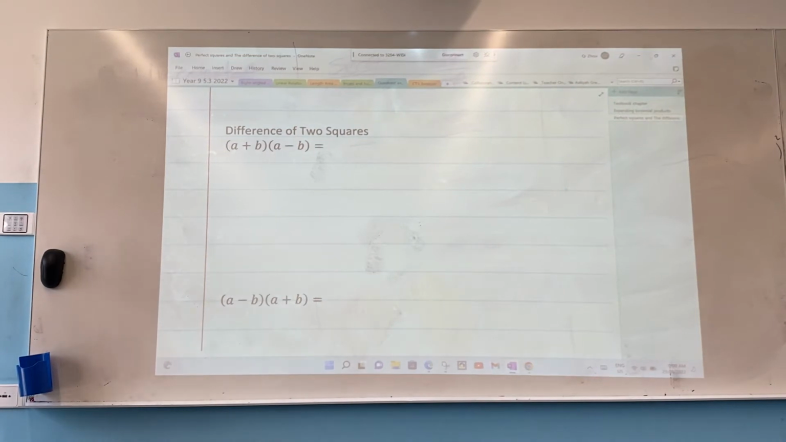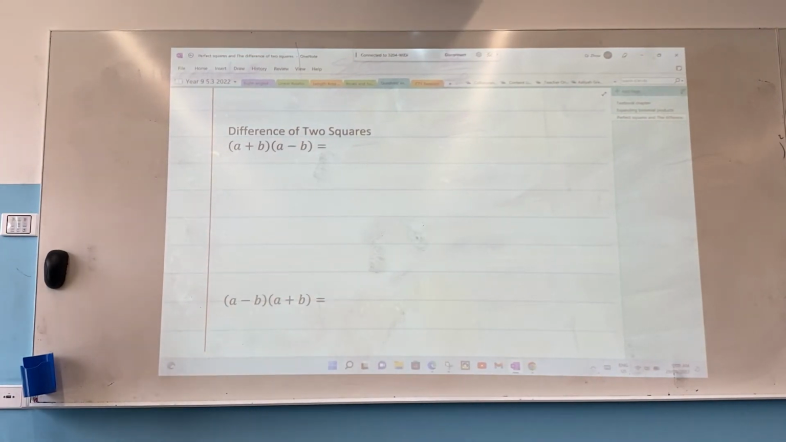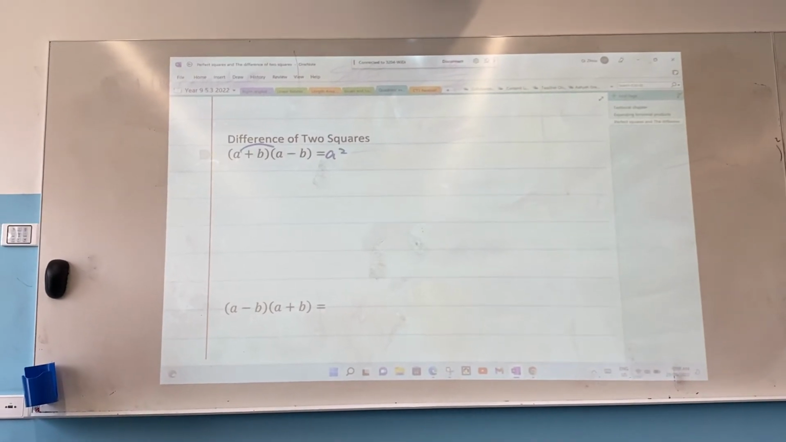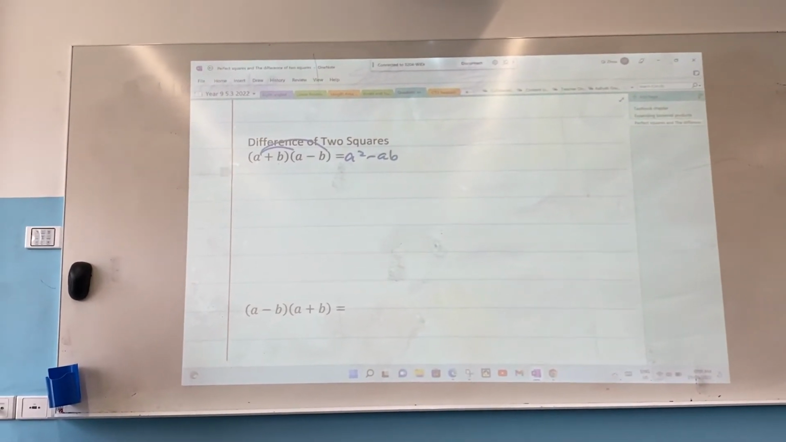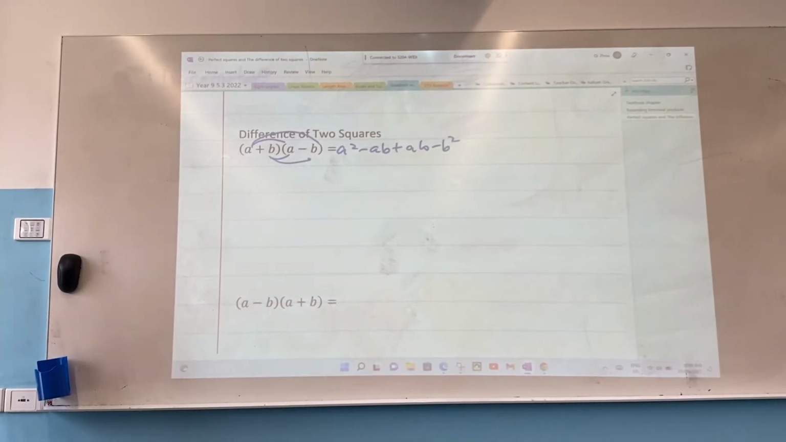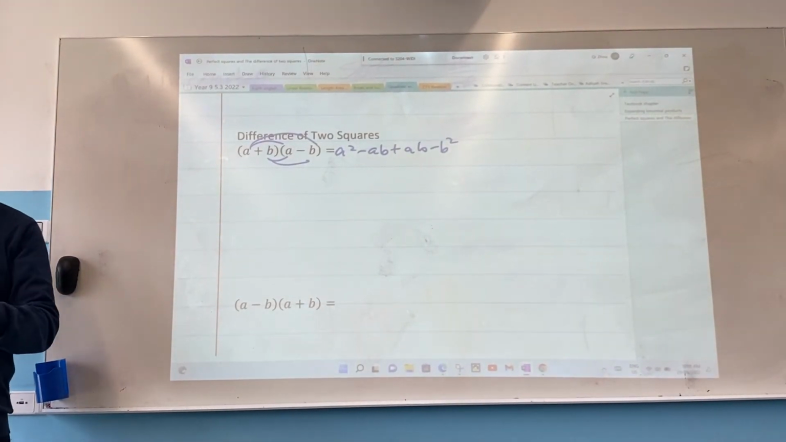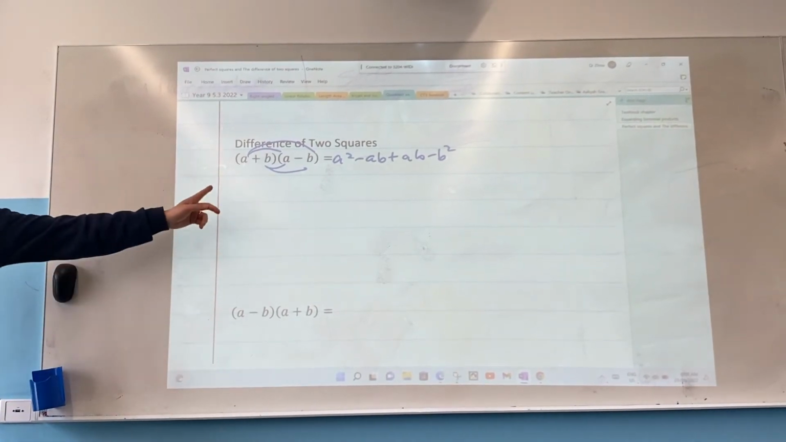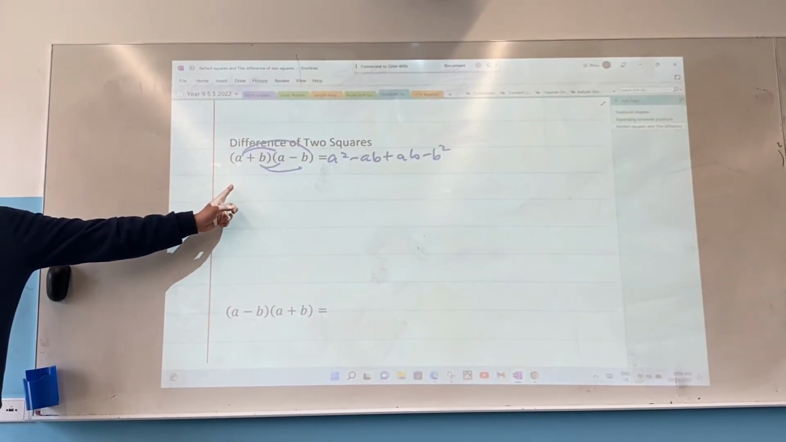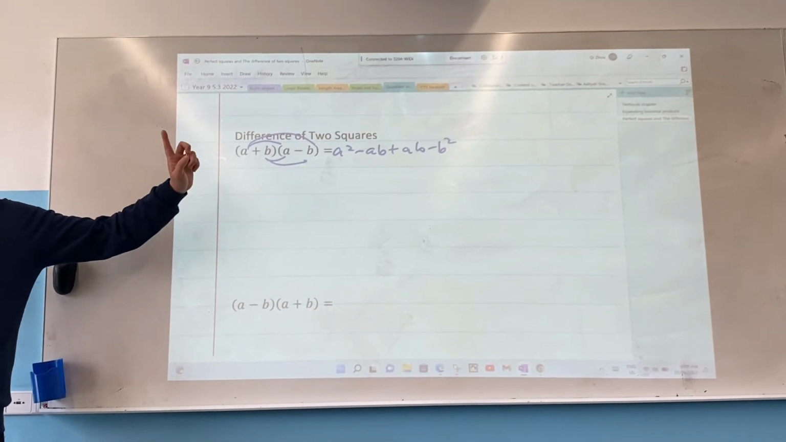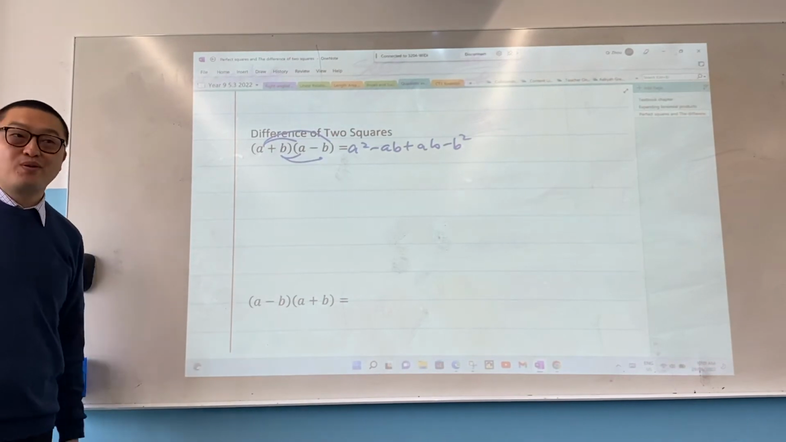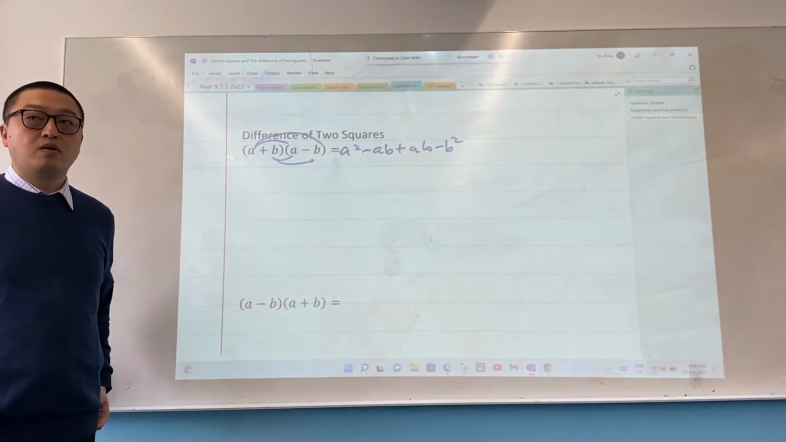The process is just expand term by term, right? I get a squared minus ab plus ab minus b squared. Still okay? People okay with that? All I have done is term by term, like the previous session, like 8a. Yeah, nothing new here. What have we noticed? It's a squared. What have we noticed?